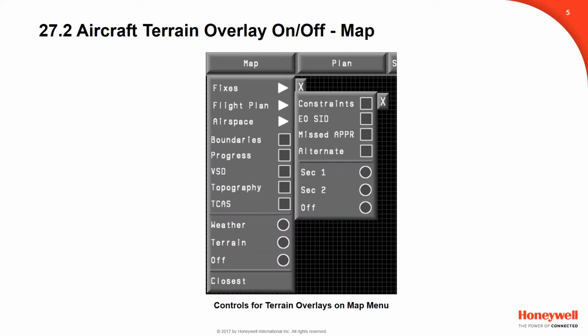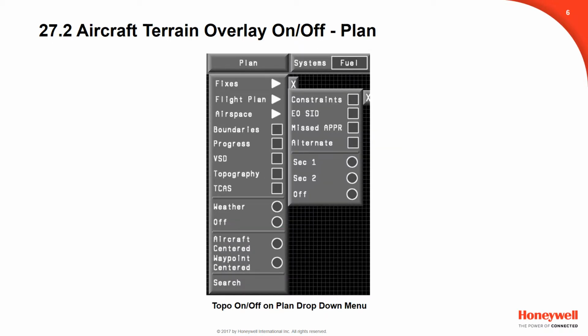To turn on topography, check the topography checkbox on the map drop-down menu. To display EGPWM terrain, select the terrain radio button. Since terrain and weather have the same color palette, they are mutually exclusive on the display. On the Plan drop-down menu, topography can be turned on and off, but the ground prox terrain selection is removed.